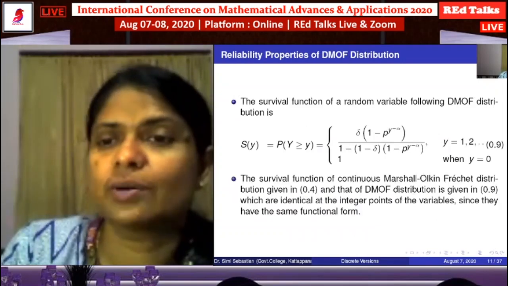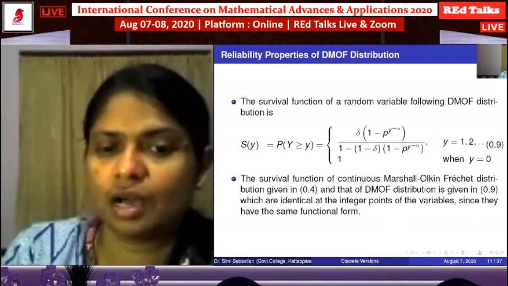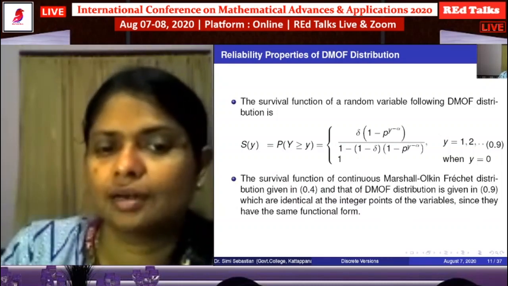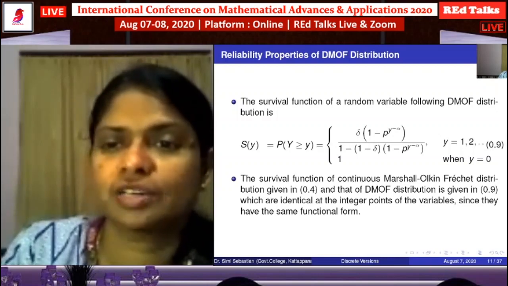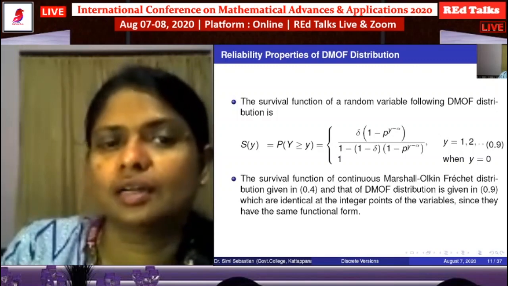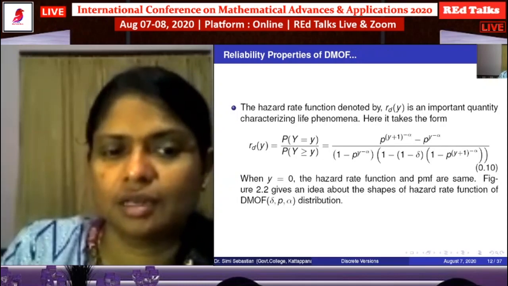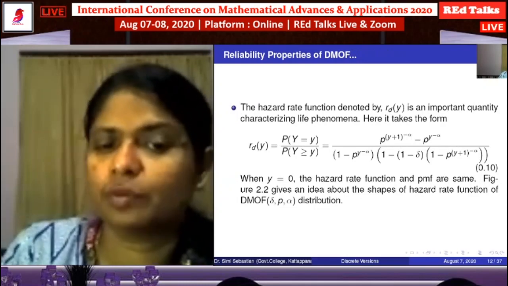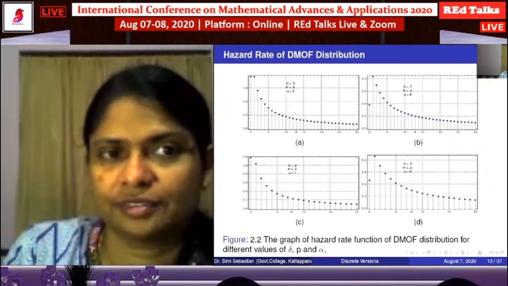The survival functions of the continuous Marshall-Olkin distribution and the discrete Marshall-Olkin distribution are identical at the integer points, since they have the same functional form. The hazard rate function of the DMOF distribution is given by equation 10, and figure 2.2 gives the shape of the hazard rate function for different values of the parameters.